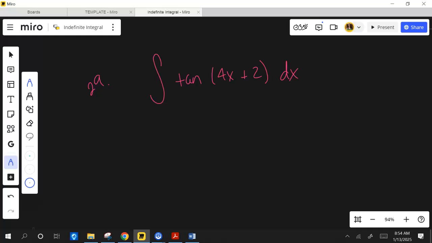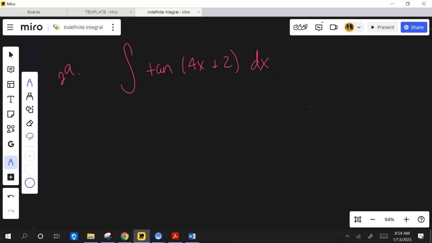What did you say? Did you say you have to replace the tangent with sine and cosine? Is that what you just said? Did you? Sine over cosine? Somebody said it. Good job.